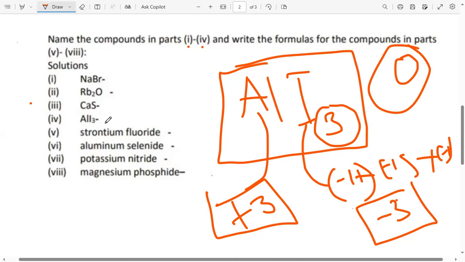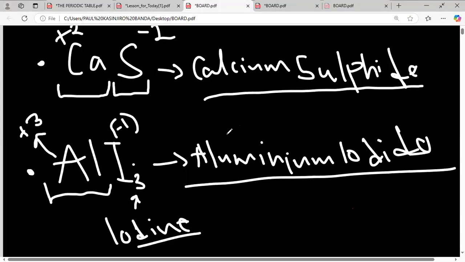All right. Now, we've answered this one. We've answered this one. We've answered this one. Okay. So now the remaining part is, let's change now these names that we've been given here. Let's change them to formulas. So the first one that we've been given there is strontium fluoride. Okay. So here we'll make use of the periodic table. So we have strontium.